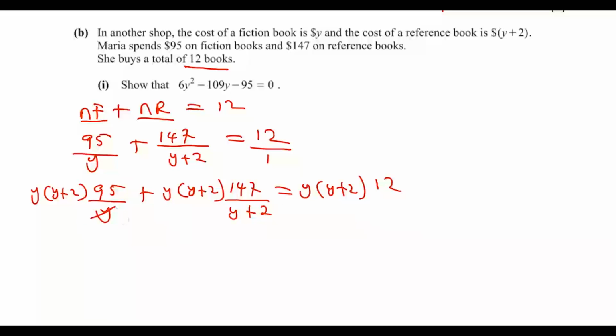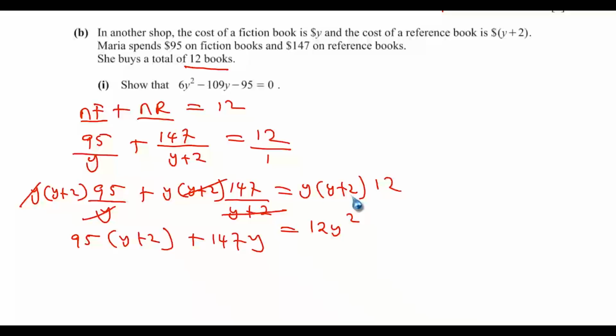Okay, so we cancel out y here. We are left with 95 into y plus 2. Then here, y plus 2, we cancel out y plus 2. We are left with 147y, then equals to, if you expand this, so this will give us y times y, that is y squared, so times 12. So that will give us 12y squared.